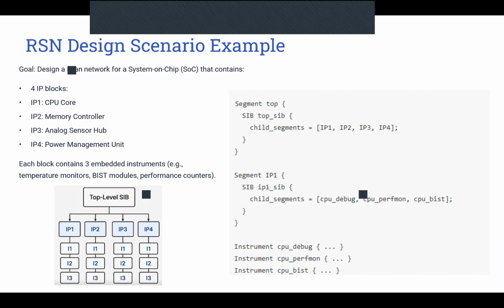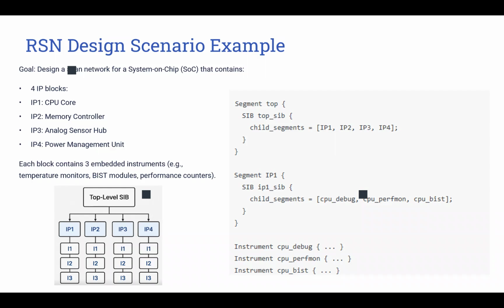Now, let's talk about an example scenario of how we could design an RSN. Let's design a scan network for a system on chip, the SoC, that has 4 IP blocks. It could be that IP1 is a CPU core, IP2 is a memory controller, IP3 is an analog sensor hub, and IP4 is a power management unit. Each block contains 3 embedded instruments. It could be a temperature monitor, BIST, or performance counters. And what we want is to efficiently access any instrument without scanning through everything else. So now, step 1.